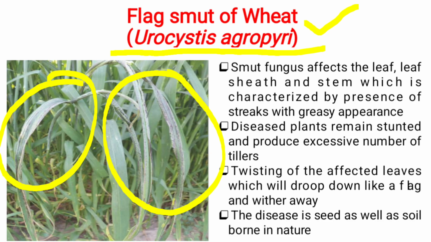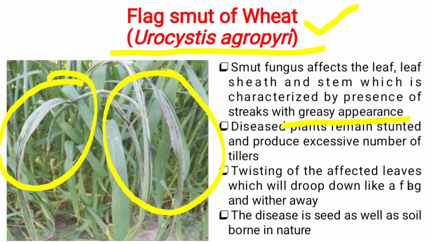So the smut fungus basically affects the leaf sheath and the stem, which is characterized by the presence of a greasy appearance that looks like a flag, as a result of which the plants will become stunted. They will produce an excessive number of tillers. Twisting of the affected leaves will occur, and they will droop down in such a manner like a flag, and that's why they will wither away, and that's why the name flag smut was given to this disease.